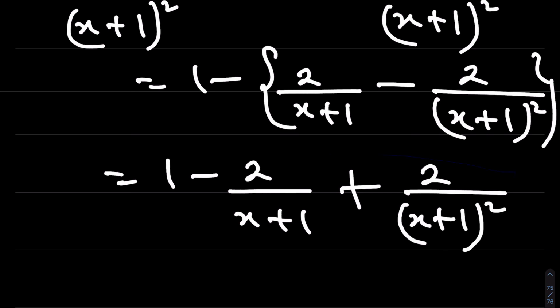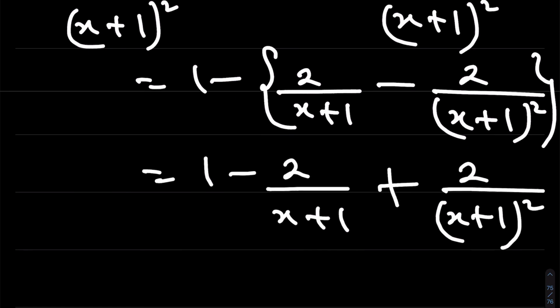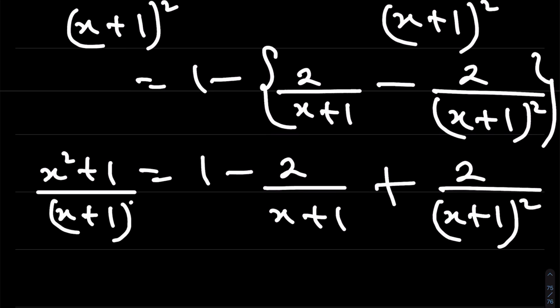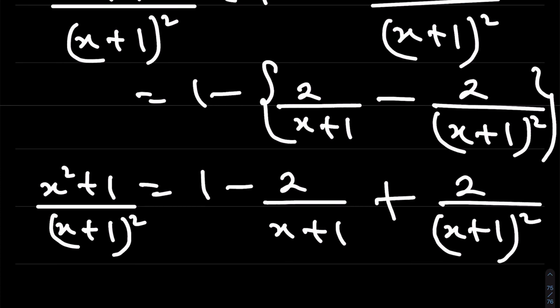So that simply means x squared plus 1 over the square of x plus 1 is equal to the whole of the right hand side. And that's it, very, very simply. It can be that simple if you know the rules and you are careful enough to solve for, or to find, the values of the constants.